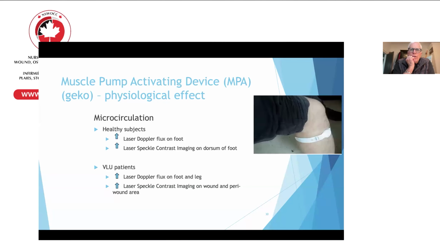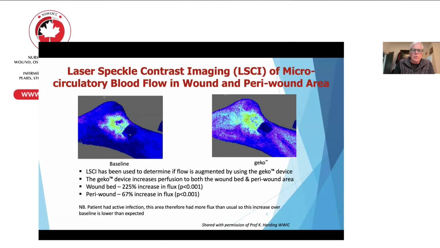As well as increasing the venous return and also the arterial blood flow, it also has an impact on microcirculation. And again, this has been demonstrated using laser Doppler techniques or technology, either just with a single probe or with what's called laser spectral contrast imaging. And this has shown that it does improve the circulation or the microcirculation flow both around the wound and also in the base of the wound. And this is just showing you diagrammatically here.